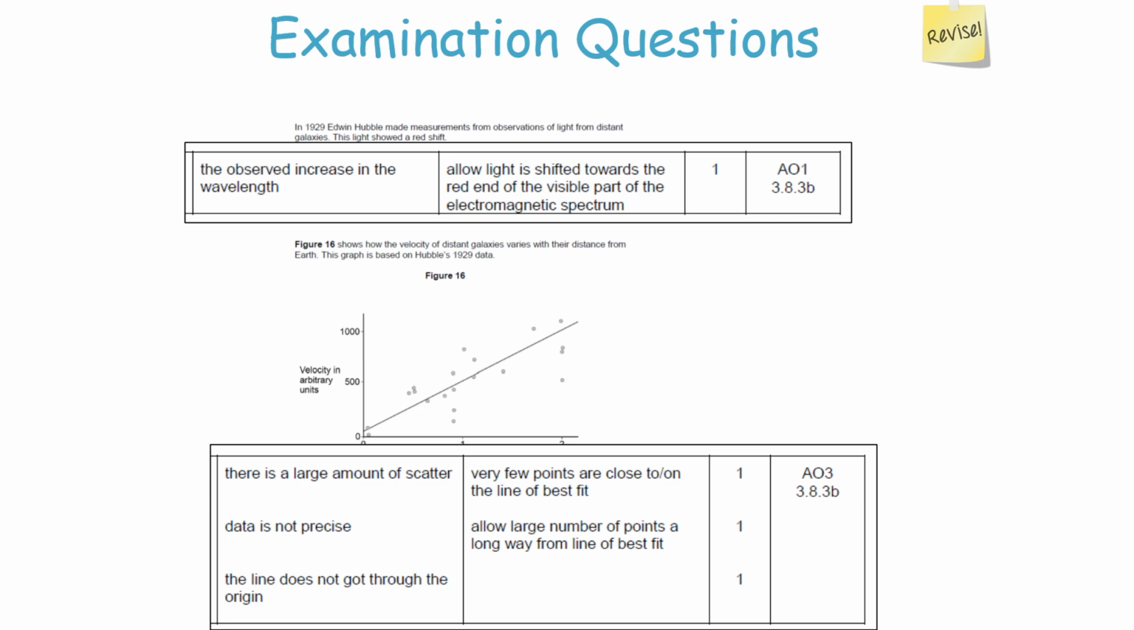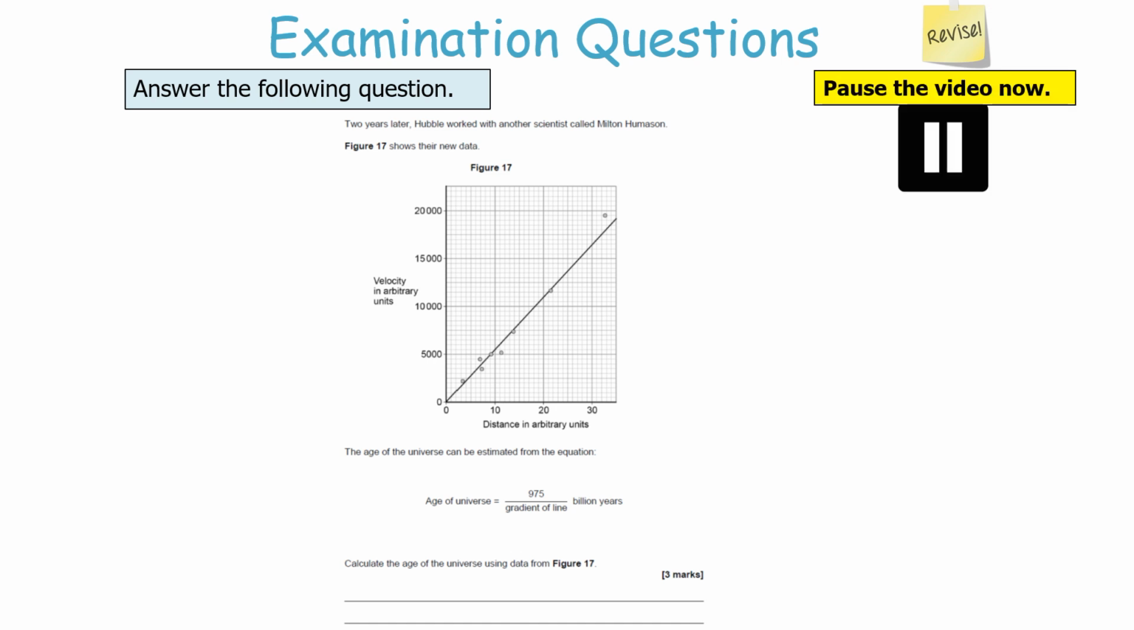The next question says, 2 years later, Hubble worked with another scientist called Milton Humason. Figure 17 shows their new data. The age of the universe can be estimated from the equation: age of the universe is 975 divided by the gradient of the line, in billions of years. Calculate the age of the universe using the data from figure 17. So pause the video now, then unpause the video when you want to go through your answer.